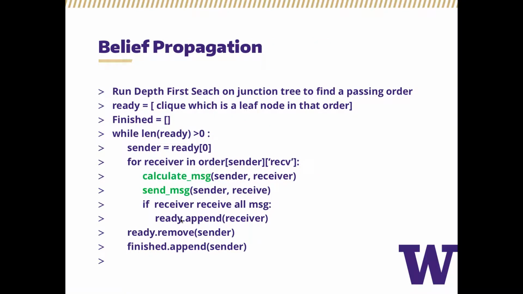To run the belief propagation, first I run a DFS to get the passing order and put the leaf cliques in that order into the ready queue. Every time a clique will be taken out as a sender to send a message to its receiver. And calculating the message is followed by a slice instruction. And once the receiver gets all its required messages, it can be put into the ready queue to send the message.